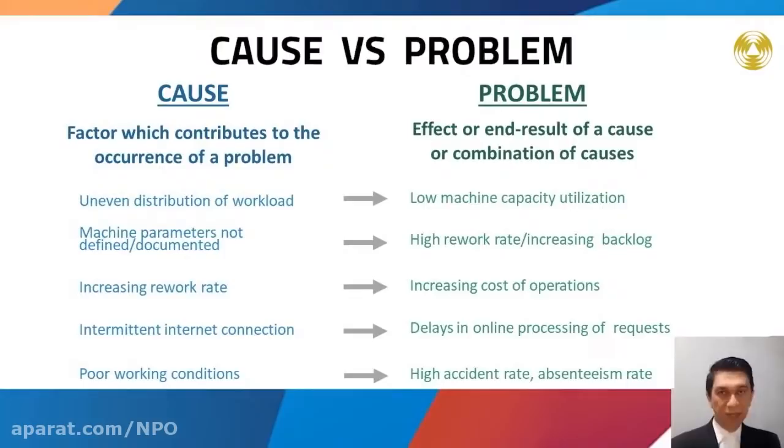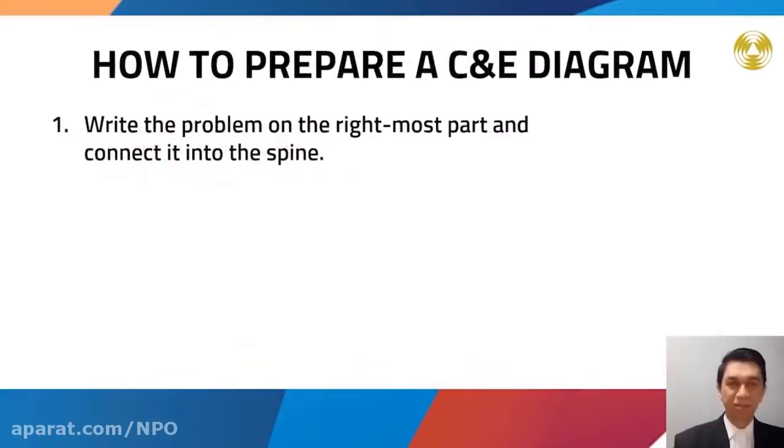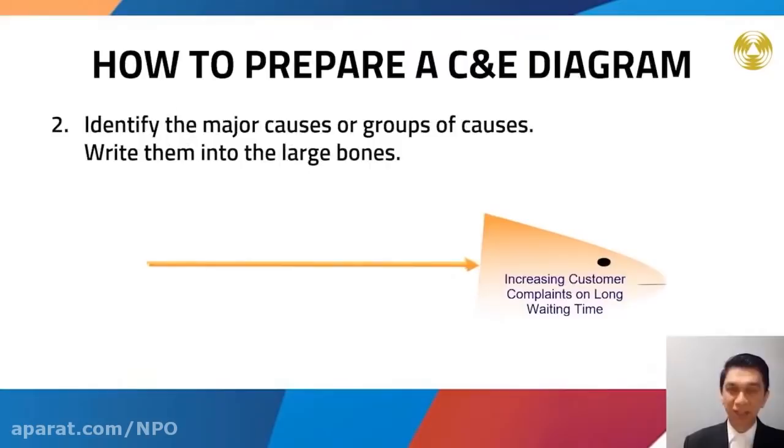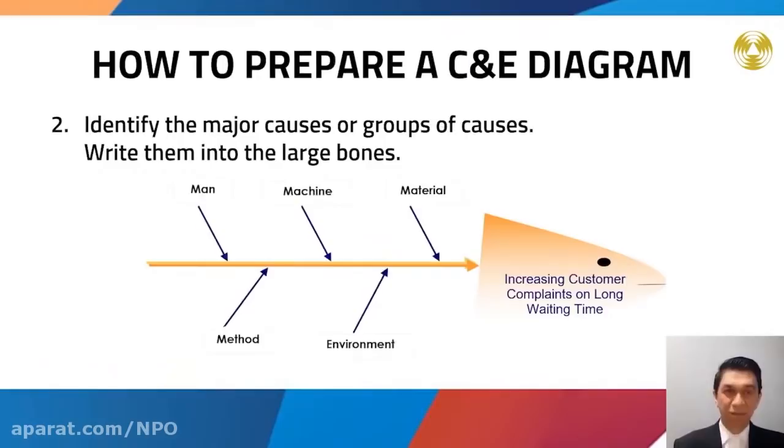So how do we prepare a cause and effect diagram, or the Ishikawa diagram? Step one is to write down on the rightmost part of the fish or the diagram the problem or the effect. Connect it to a spine, as you can see in this diagram. On the next slide, step number two is identify major causes or groups of causes. Write them in the large bones. So in this particular case, the categories or the major causes are the most common ones: man, machine, material, method, and the environment.